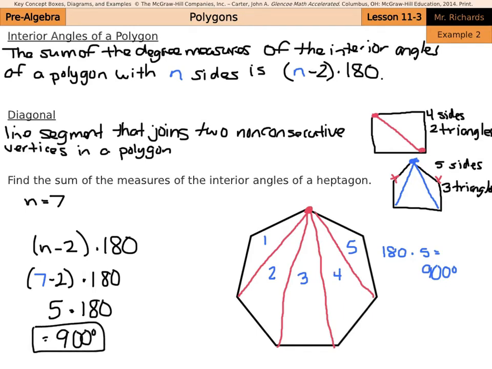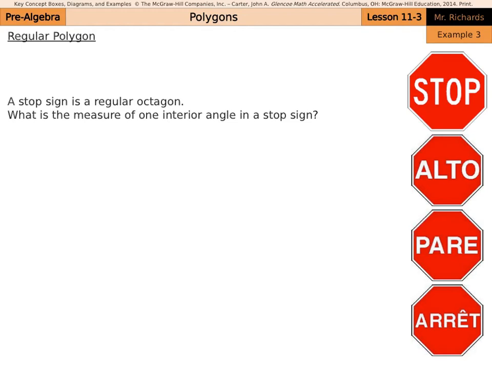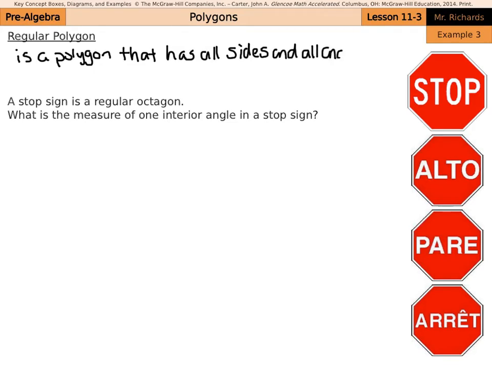And so the way you'll be solving these problems today involves the n minus 2 times 180, but this over here is proof on why that works. The definition of a regular polygon is a polygon that has all sides and all angles congruent, meaning they're all equal to each other. All the side lengths and all the angles are equal to each other.